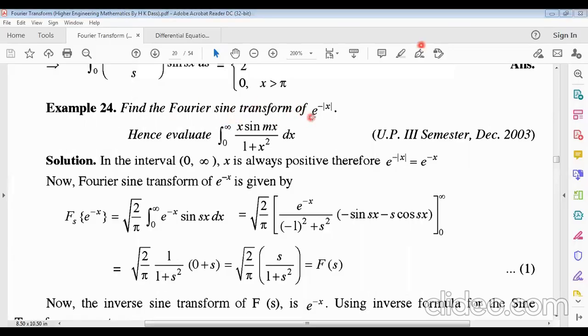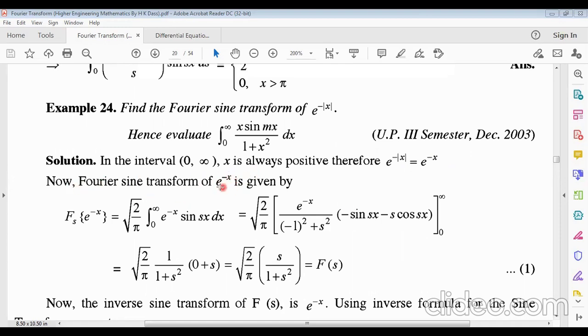Find the Fourier sine transform of e to the power minus absolute value of x, and hence evaluate the integral from 0 to infinity of x sin mx divided by 1 plus x square dx. Now, because the integral limits lie between 0 to infinity, x is always positive, so e to the power minus absolute value of x equals e to the power minus x for x greater than 0.